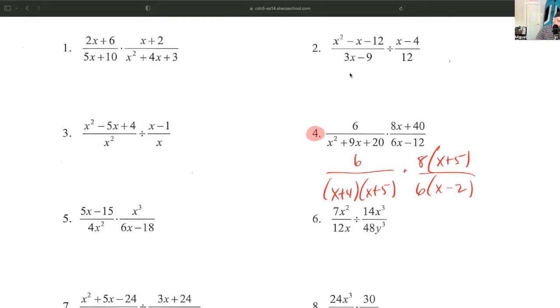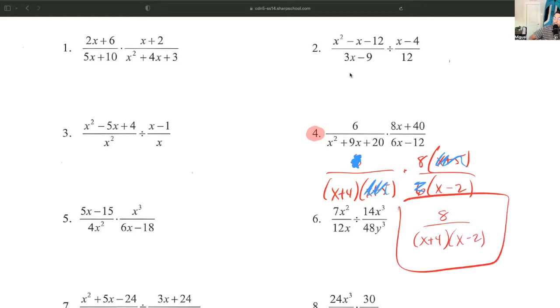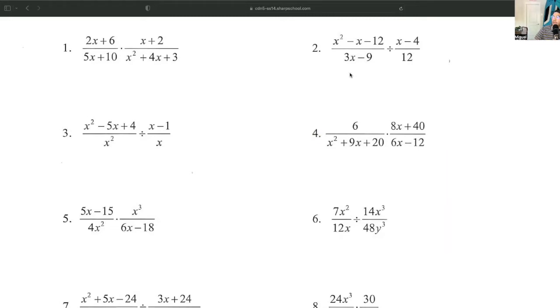So let's look at what cancels out. The only thing that really cancels out is the x plus 5, and then we have the x plus 5. And oh, what do you know? We can also cancel out the 6 there. All right, so that leaves us with 8 over x plus 4 times x minus 2, and that's our answer there. There you have it. Great. Let's try another one. Let's go to number 5.